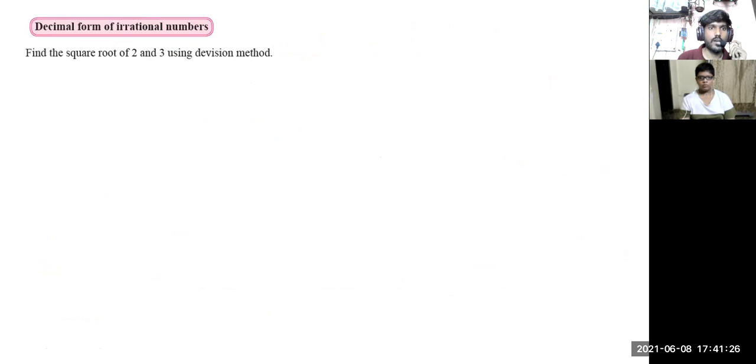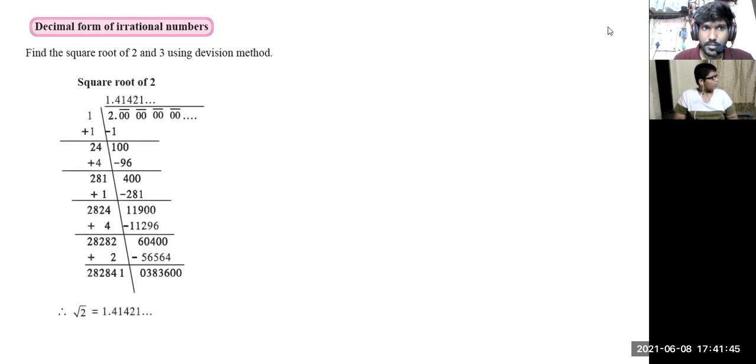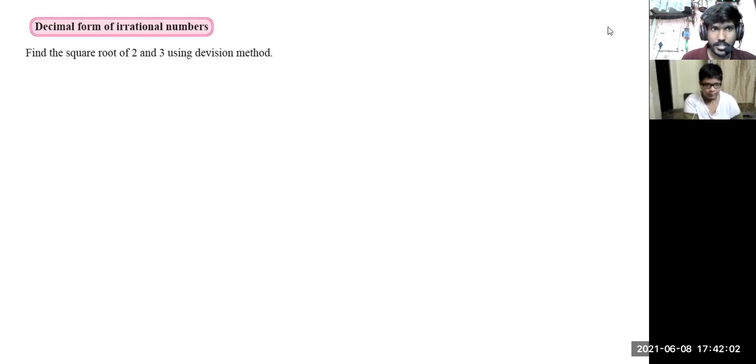Now let's see the decimal form of irrational numbers. Here we'll do square root of 2 and 3 by using the division method. Do you remember finding square root by division method? Something like this it looks. Do you remember how we do this? Okay, so let us find out square root of 2 by this method.